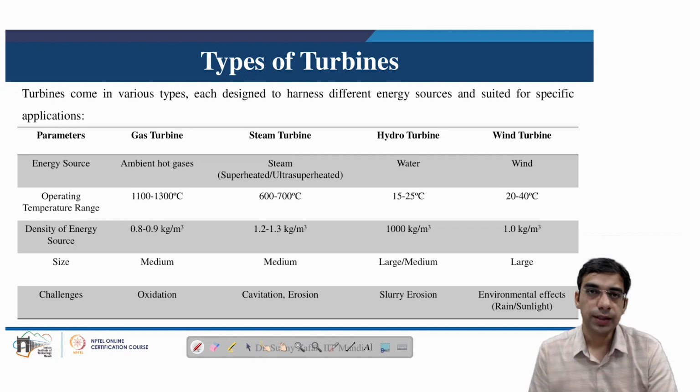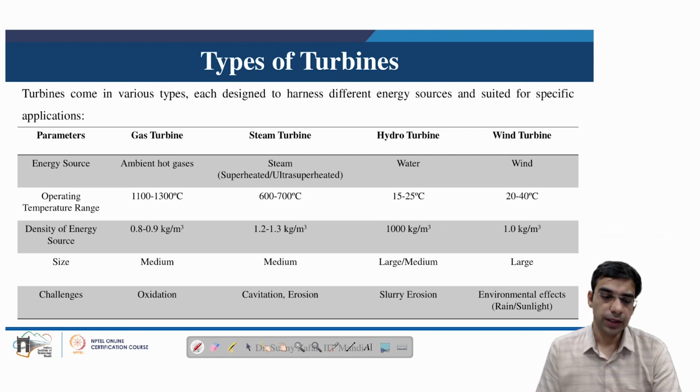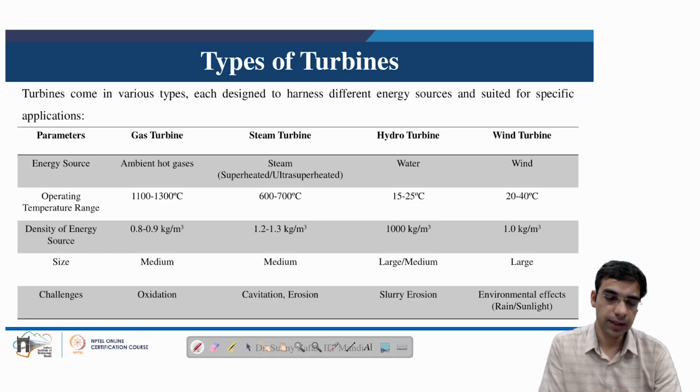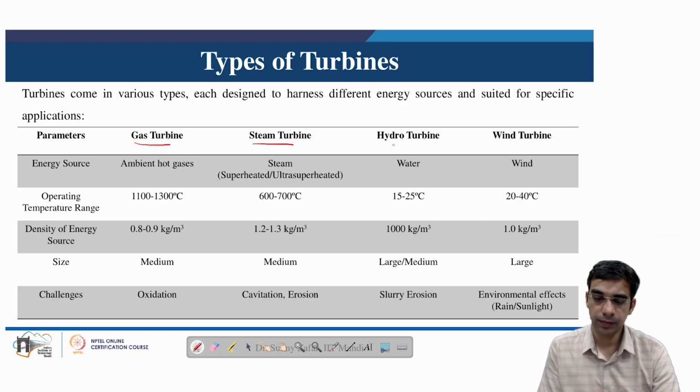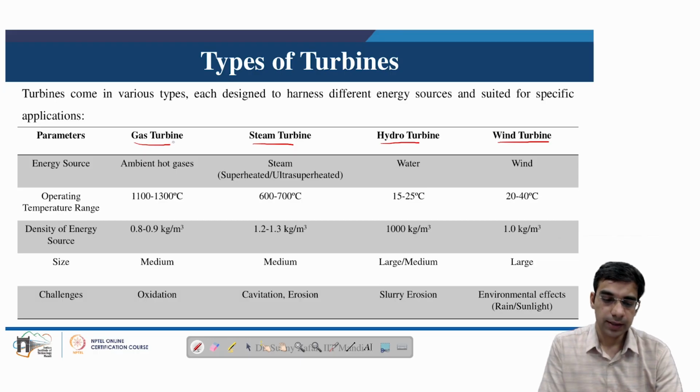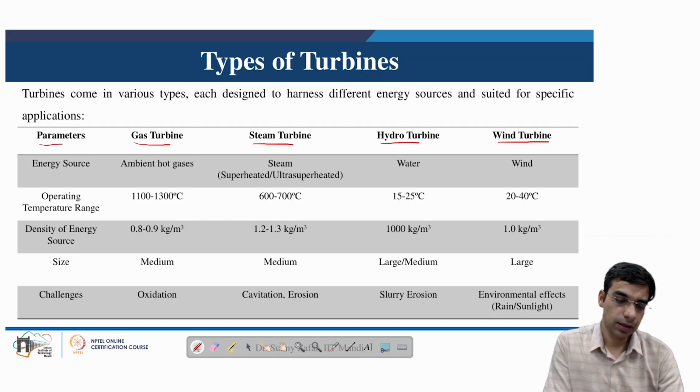Based on the type of working fluid, the turbines which are popularly used to generate electrical power are the gas turbine, then the steam turbine, then the hydro turbine, and lastly the wind turbine. We will now look at the classification of these turbines based on several parameters.